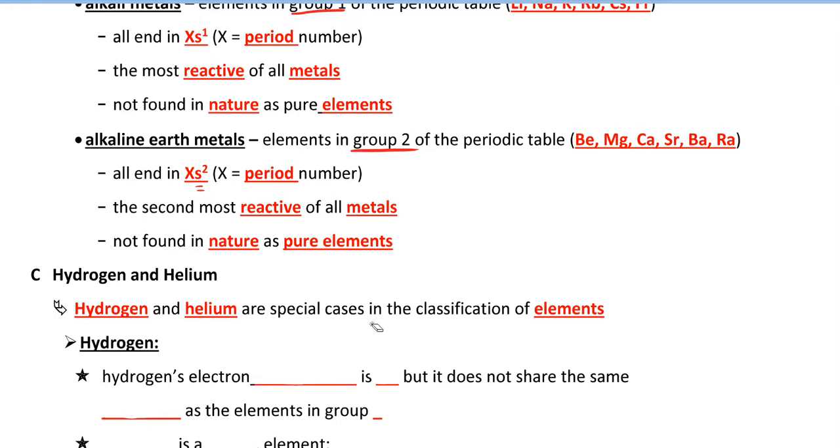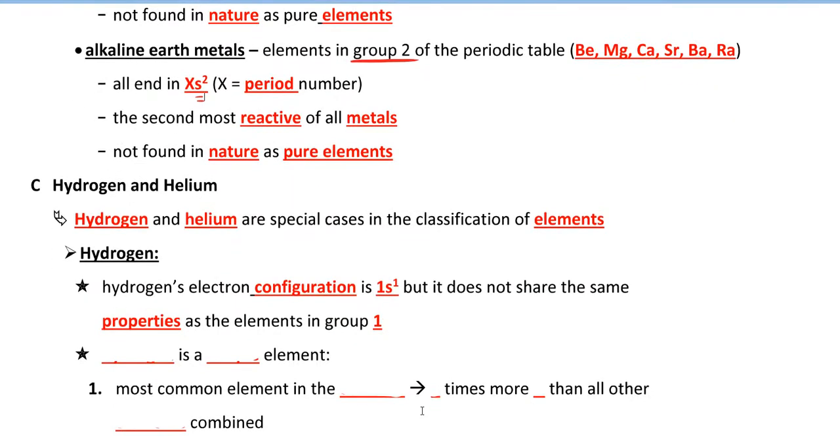Hydrogen first. Hydrogen's electron configuration is 1s1. It has 1 electron, and we know that the very first orbital that is filled is the 1s orbital, and if there's only 1 electron, it's just 1s1. That's the electron configuration for hydrogen. But it does not share the same properties as elements in group 1. Hydrogen is a unique element, and it's unique for a few reasons.